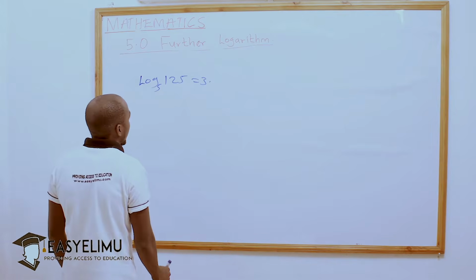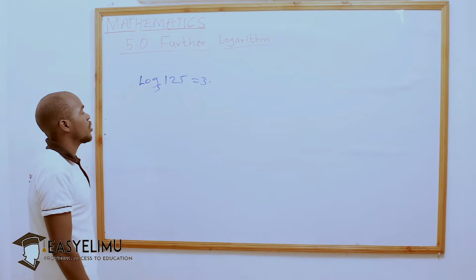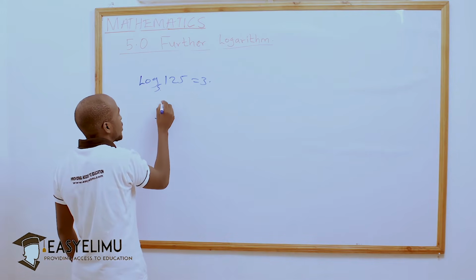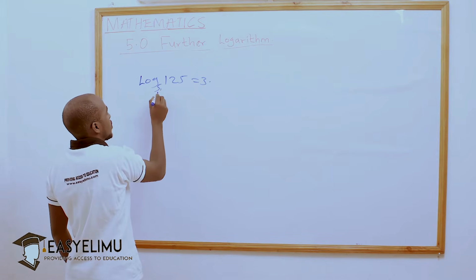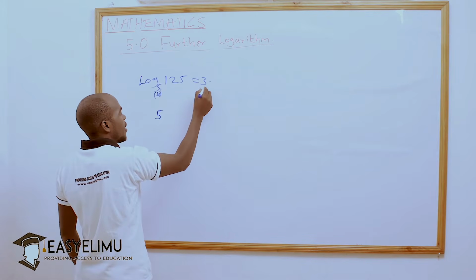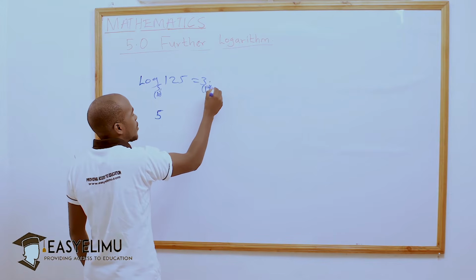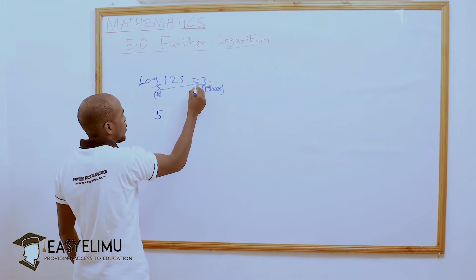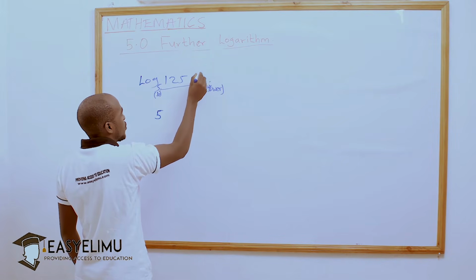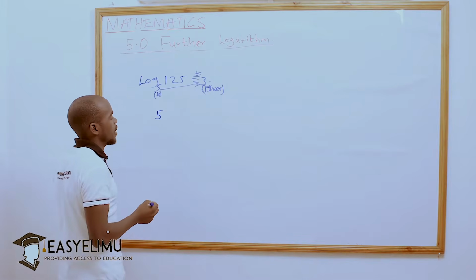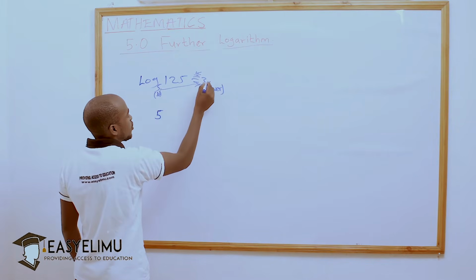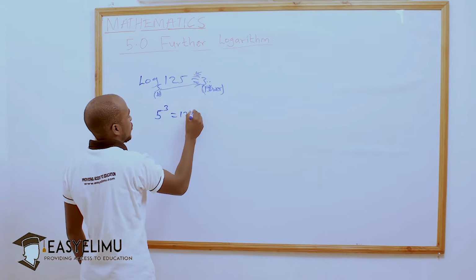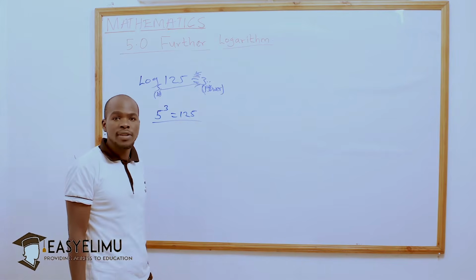What you do here, in expressing to index notation, is you take it this way. This 5 will remain your base. Then 3 becomes your power. This is the power to which it must be raised. So you raise that, and then it will give you this one here. That is the equal sign. You are going to get 5 raised to 3 equal to 125. That is how we write in index notation.